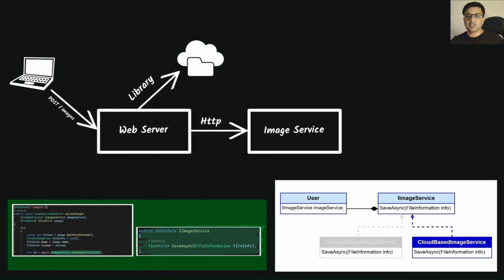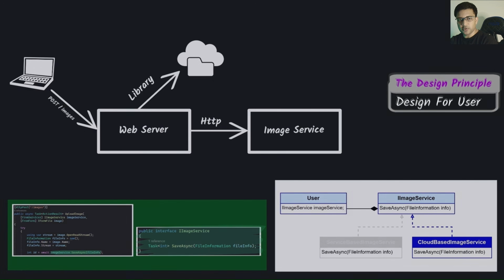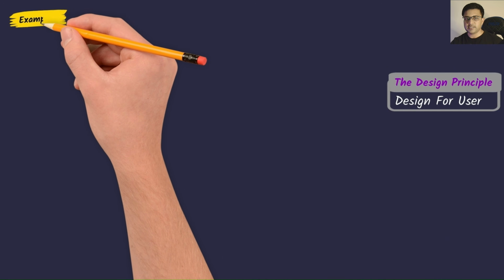Behind the scenes, the internal implementation has now moved from the microservice to the cloud, and we didn't face any problem at all. The user code still just says, save this file, but underneath, it's now saved on the cloud instead of the microservice. The user is completely unaware and fully decoupled from all those details. This is the abstraction design principle. Design for user. Now let's see another example.